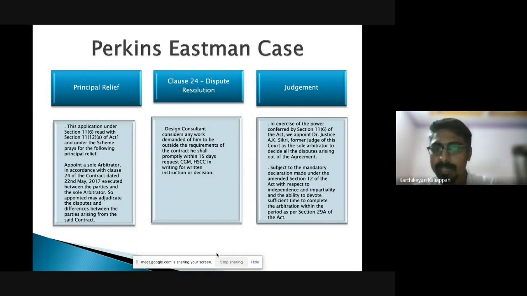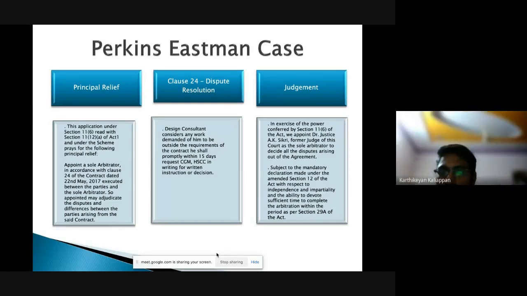So in our case, the applicant contended that the CMD would be interested in the outcome of the dispute, and hence an appointment by the court should be made to maintain independence and impartiality. So he raised that concern, and what happened in between was that there was a delay in terms of response.